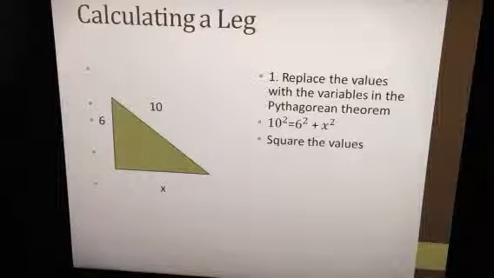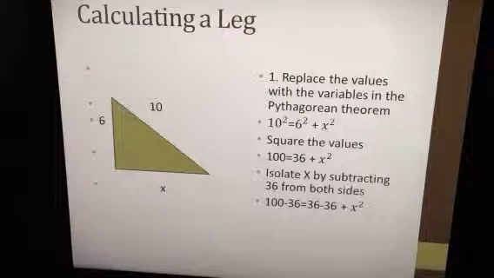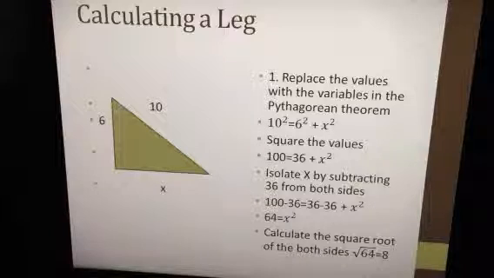Next you square the values, giving us 100 is equal to 36 plus x squared. Isolate x by subtracting 36 from both sides. 100 minus 36 is equal to 36 minus 36 plus x squared, giving us 64 equals x squared. Calculate the square root of both sides. The square root of 64 is equal to 8.